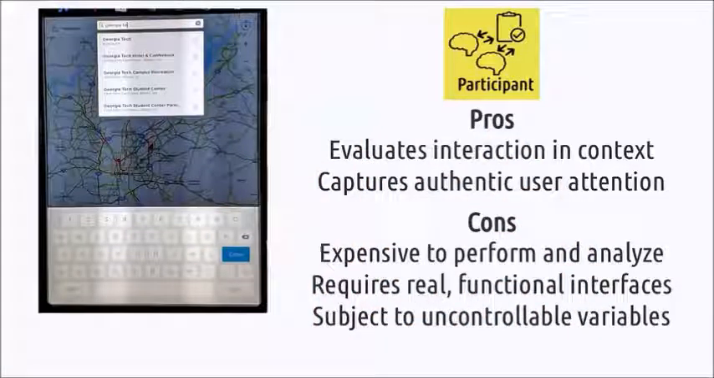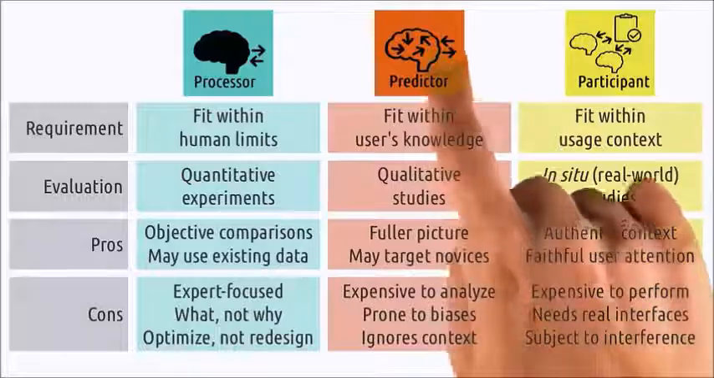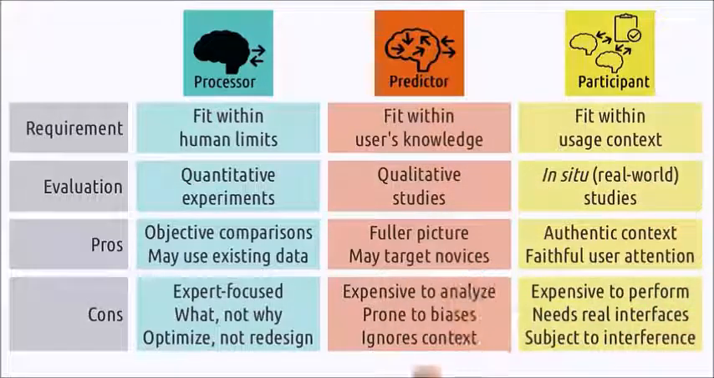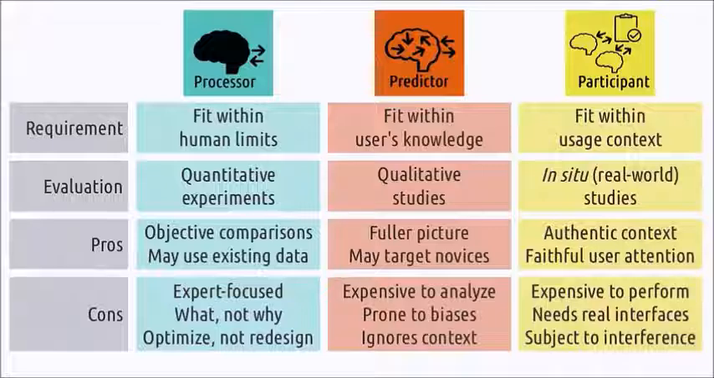Now, hopefully you'll notice that the pros of some of these models address the cons of others. The processor model, for example, doesn't give us much insight into what novices are thinking, but the predictor model is particularly good at targeting novices. The predictor model makes it difficult to conduct real objective comparisons, but that's exactly what the processor model is good for. Neither the processor nor the predictor model take into consideration context, but that's what we get when we consider the participant model. But it doesn't isolate variables very well. It's subject to interference from things that we can't control. But the processor model is very good at isolating those variables.